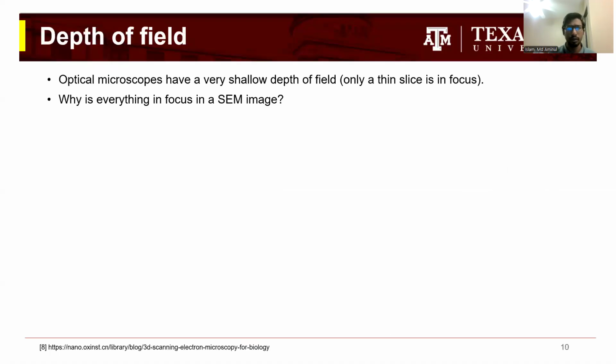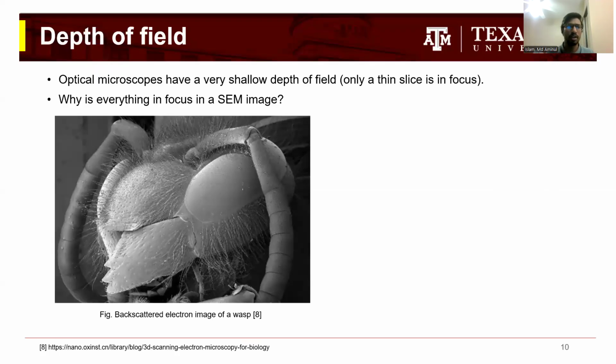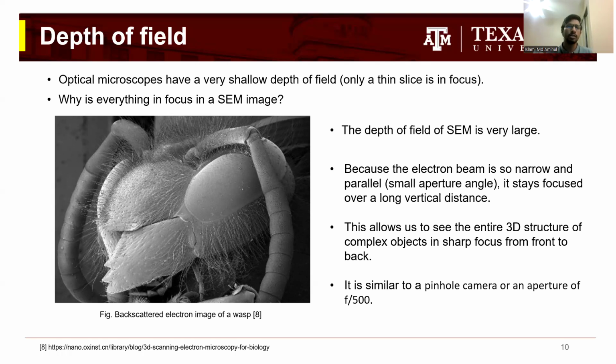Next, we'll talk about this figure. Here we can see the entire figure is in focus, but we don't typically see a large depth of field in a typical optical microscope. So how is that possible? Again, it is because the ACM has much higher depth of field. This much higher depth of field is the result of a narrow and parallel electron beam. So this allows us to see the entire 3D structure of the complex object in sharp focus from front to back. It is similar to a pinhole camera where the light is entering using a very small hole.